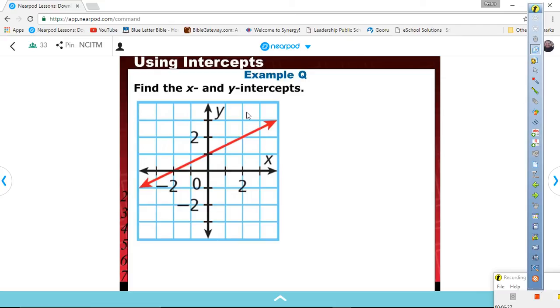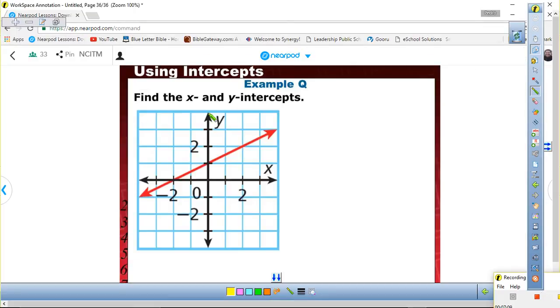So example Q says, find the X and Y intercepts. And here they give us a graph. And you have that in your play sheet, yes? Okay. Look up to the screen, please. So I'm going to go over this really quick, writing utensils down, and then you can copy later. Here it goes. According to the definition, the Y-intercept is the point where this line crosses the Y-axis. I'm going to highlight the Y-axis. Here's the Y-axis.